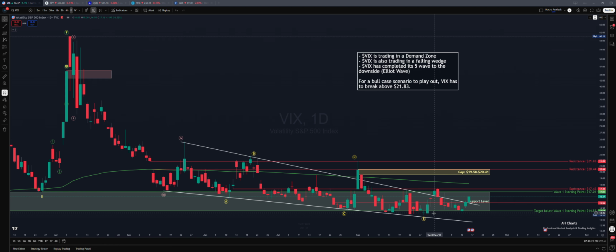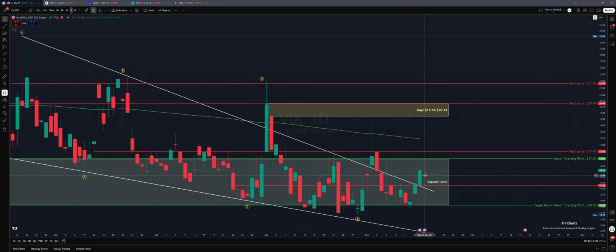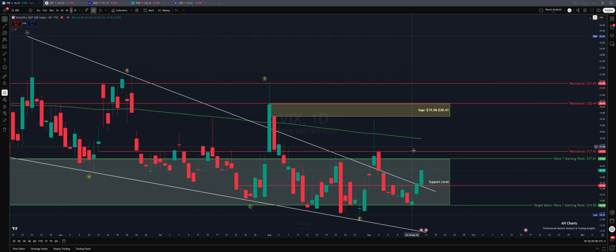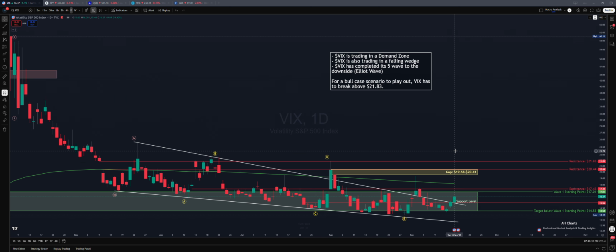You're in the falling wedge. I talked about this. You're seeing some bullish price action here on VIX, but once VIX is below the 17.43, 17.01, it's still trading in a bearish zone, I would say. For us to see VIX in a really bullish scenario, you would have to see VIX break out of this 21.83 or at least get above here.